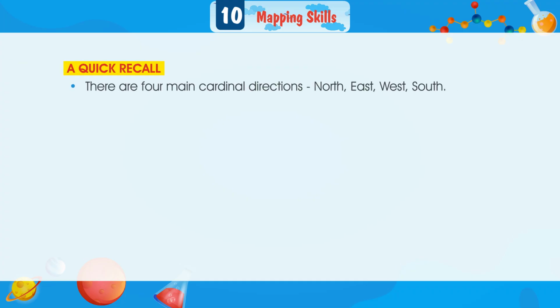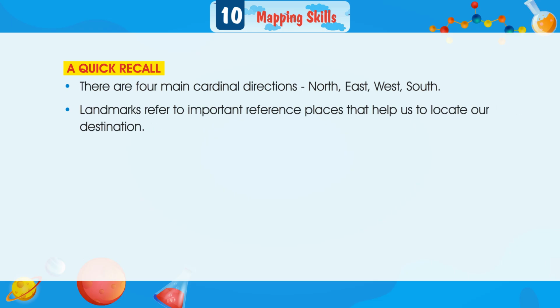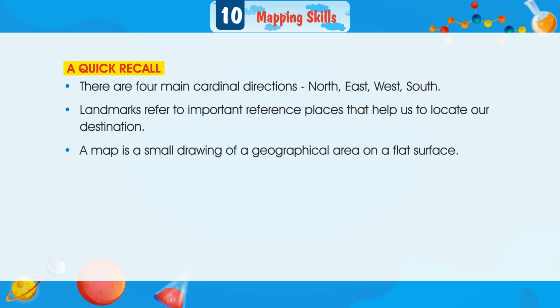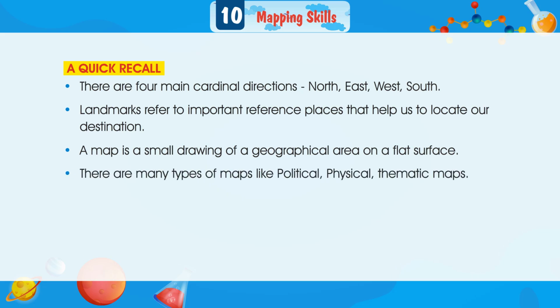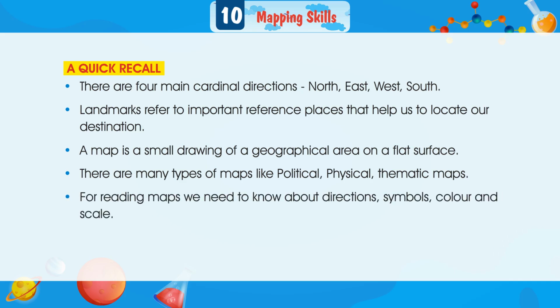A quick recall. There are 4 main cardinal directions: north, east, west, south. Landmarks refer to important reference places that help us to locate our destination. A map is a small drawing of a geographical area on a flat surface. There are many types of maps like political, physical, thematic maps. For reading maps, we need to know about directions, symbols, color, and scale. A table of symbols is called a legend or the key.